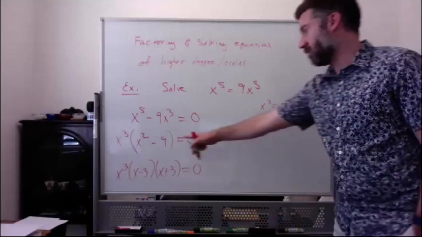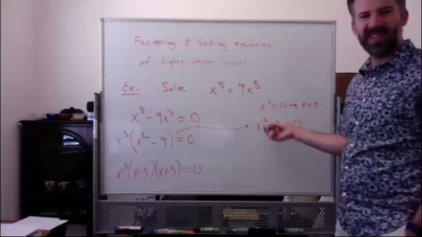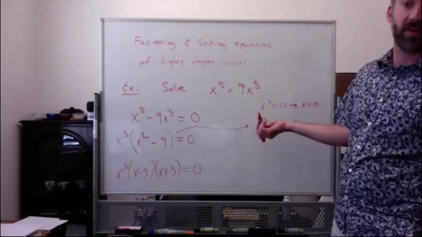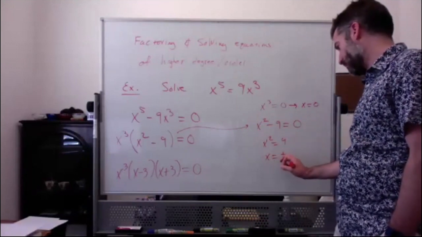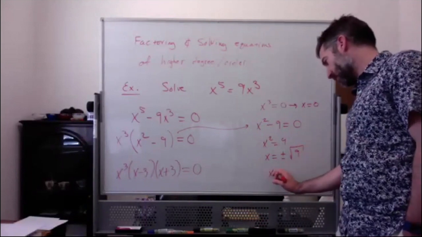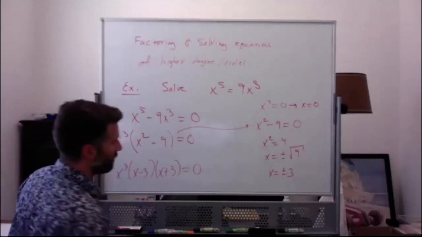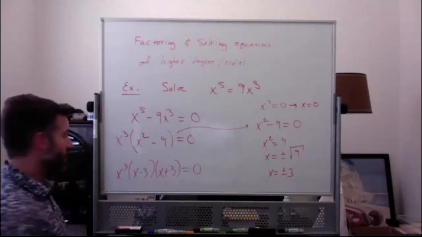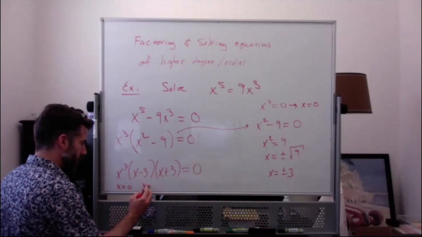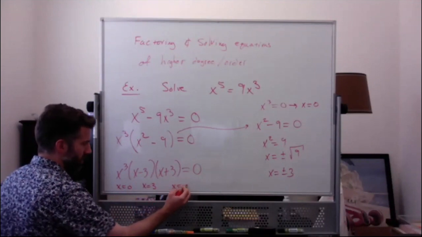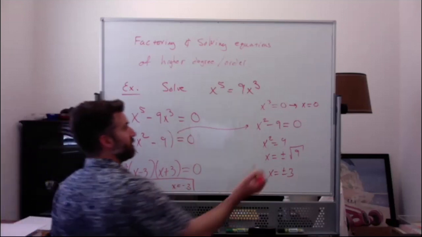You could also jump straight here and say x squared minus 9 equals 0. You could solve this the other way, not by factoring, but by saying x squared equals 9, x equals plus or minus the square root of 9, so x equals plus or minus 3. But there's a good reason to factor things as much as possible. So I like doing this and saying I get x equal to 0, x equal to positive 3, and x equal to negative 3. Either way you go about it, you should get the same answers.